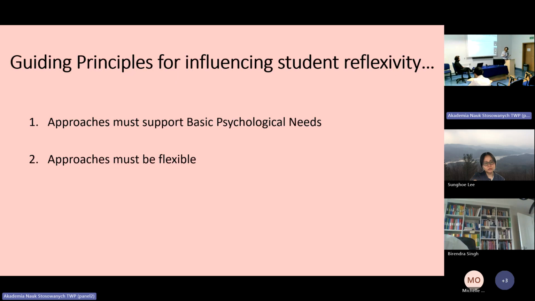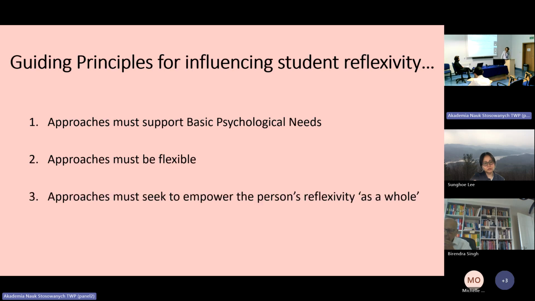They must be flexible and adaptable enough so that we can tailor them to students' needs, but also the student can tailor our approaches as educators to their own unique profile, and you could say also their own different reflexivity tendencies.